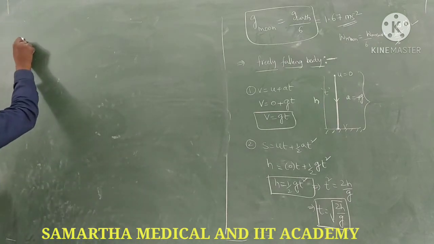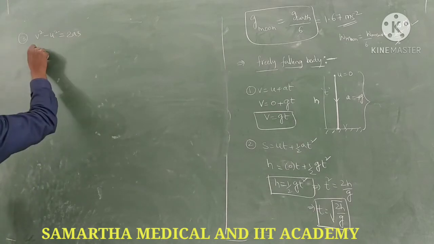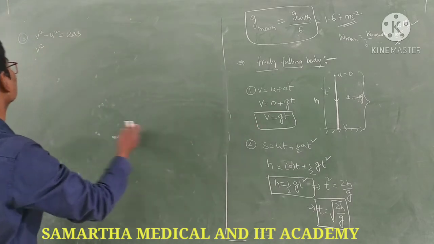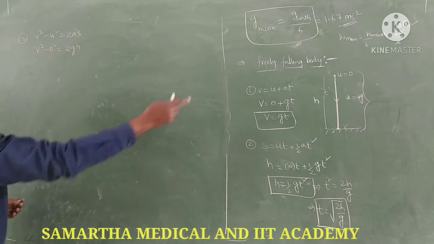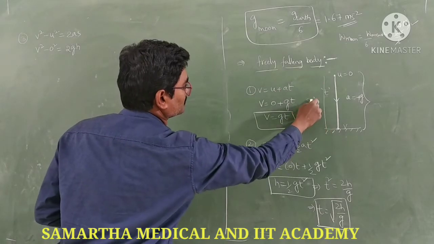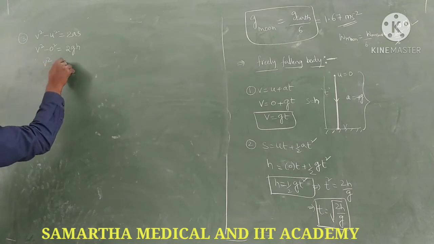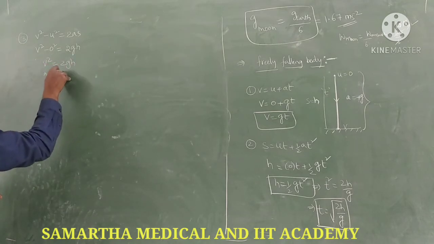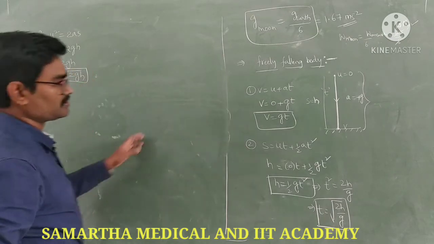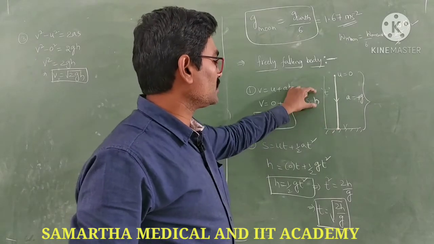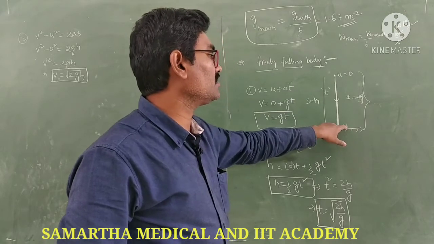Third one: v square minus u square equal to 2as. Here u is 0. So v square minus u square equal to 2as, where s is h. Suppose it is traveling from here to here, s is equal to h, so v square minus 0 square equal to 2gh. So v square equal to 2gh. From this v is equal to root 2gh. So with that speed it hits the ground. So if you know the distance, height, and time is not known, then the speed with which it hits is v equal to root 2gh.